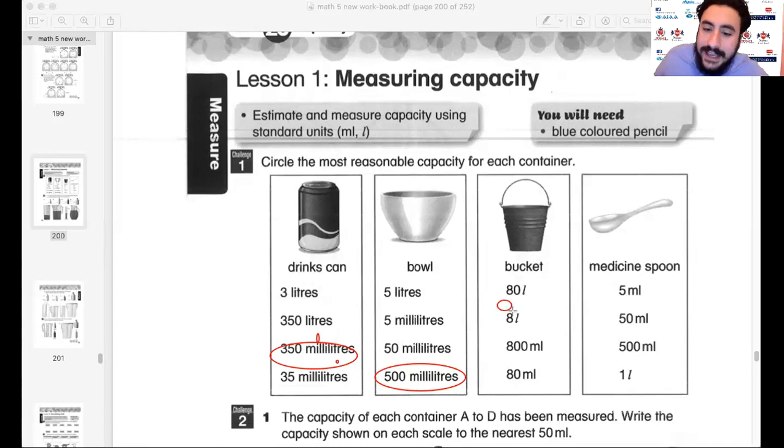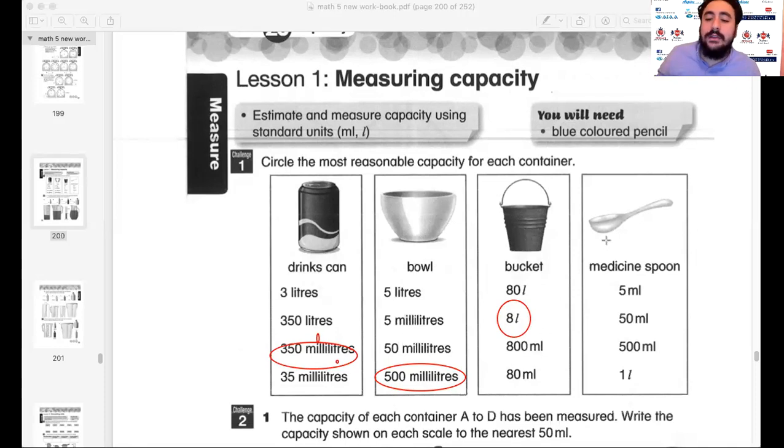But we're going to take 8 liters, because 80 liters is a very big deal. So we're going to say 8 liters, okay? It's not a small thing, if you can imagine this one. The bowl here is 500 milliliters. So the bowl, of course, is not like this one.